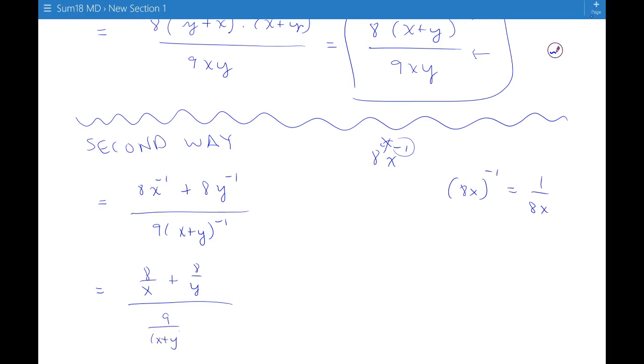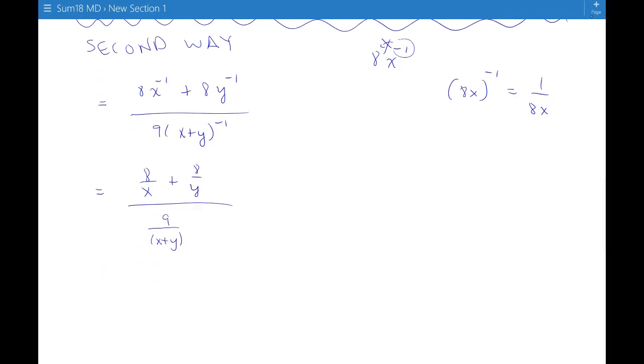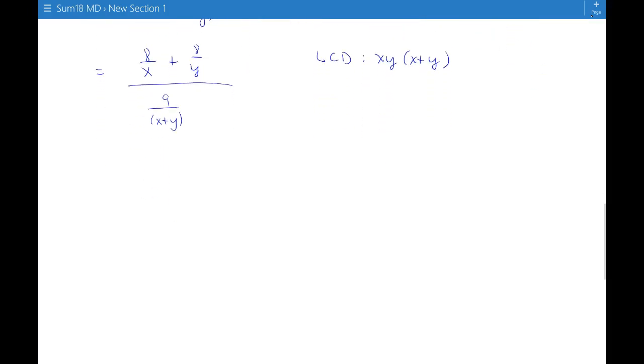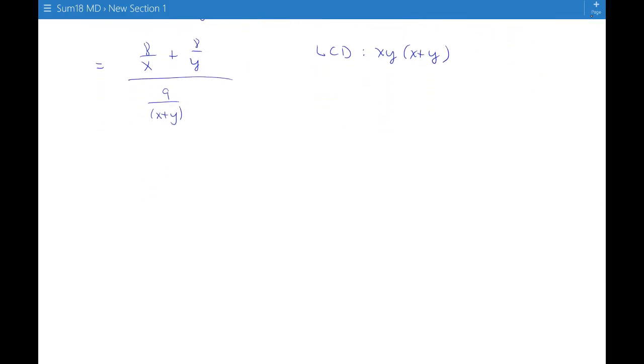So again, I'm going to write this as 8 over x plus 8 over y over 9 over x plus y. Now I look for the common denominator of all the fractions I see. So the LCD is going to be xy times (x plus y). That's kind of a big monster, but it's as simple as it gets. It's as if I had 2 and 3 and 5 in my denominators. The only common denominator is to multiply them all together. So this other way I'm going to show you, you keep the fraction intact. I don't break it up into pieces.